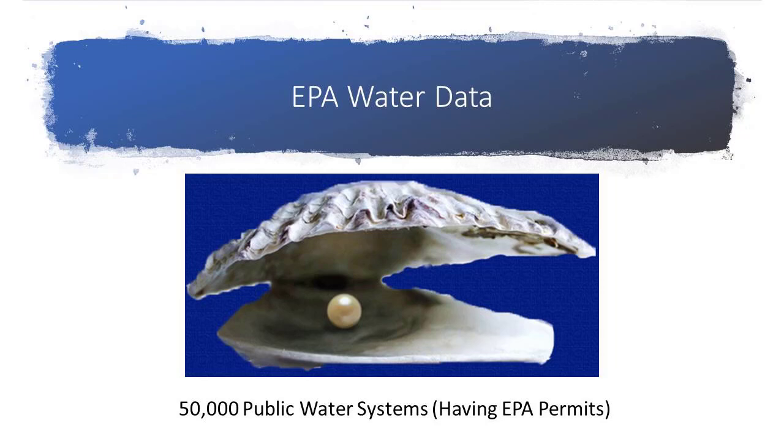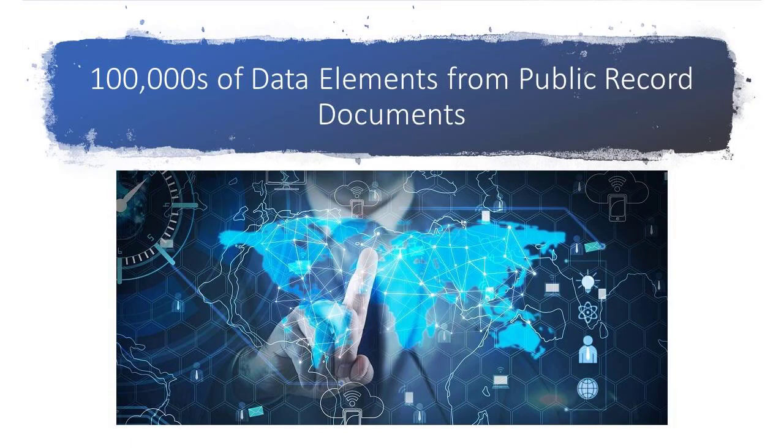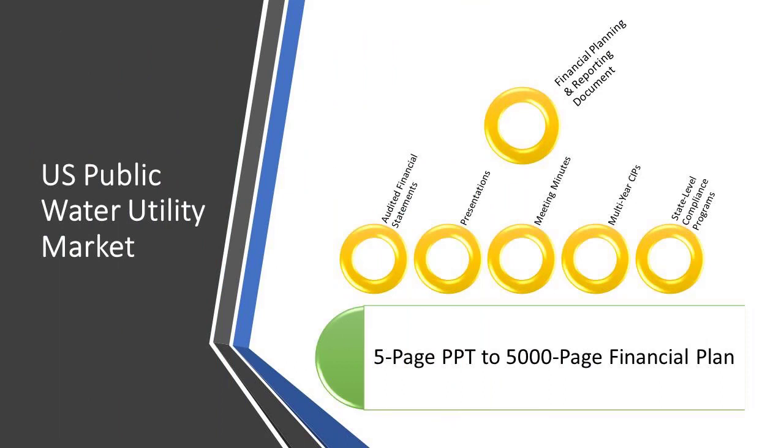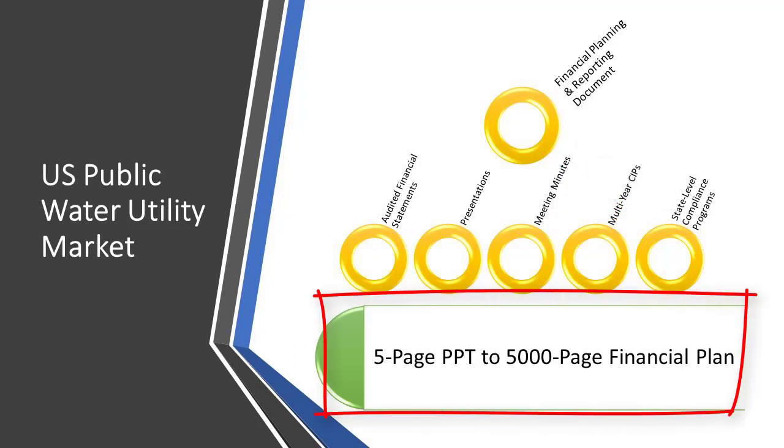And that grain of sand was about 50,000 public water systems that have EPA permits. The real work comes next, however, in harvesting hundreds of thousands of data elements from public record documents. For the U.S. public water utility market, these documents are related to financial planning and reporting. Documents come in the form of audited financial statements, presentations, meeting minutes, and multi-year capital improvement plans. Also, don't forget the state-level compliance programs that we curate data from. So it's everything from a 5-page PowerPoint to a 5,000-page financial plan.